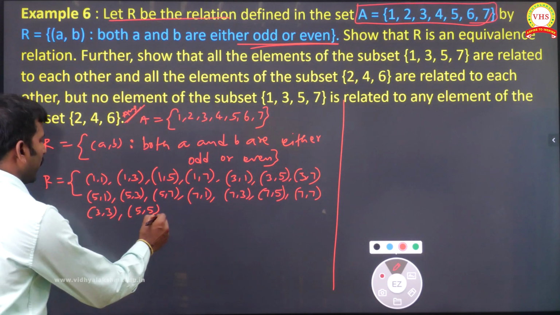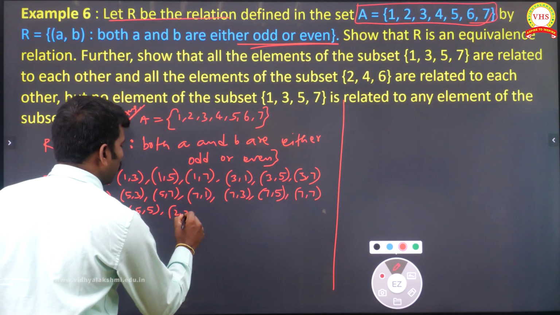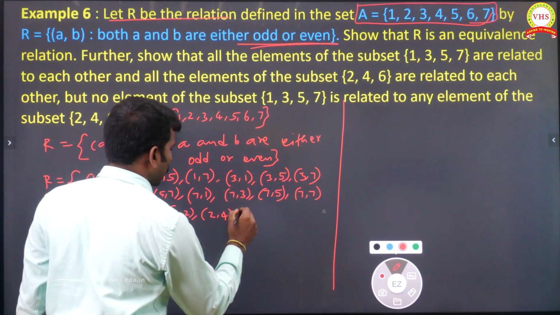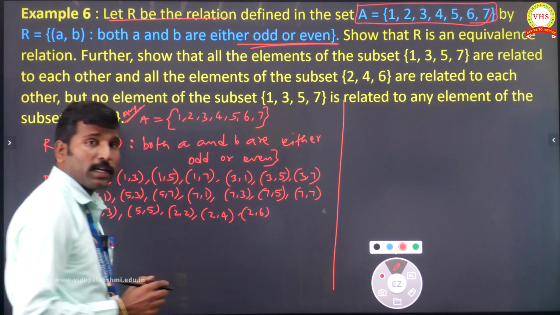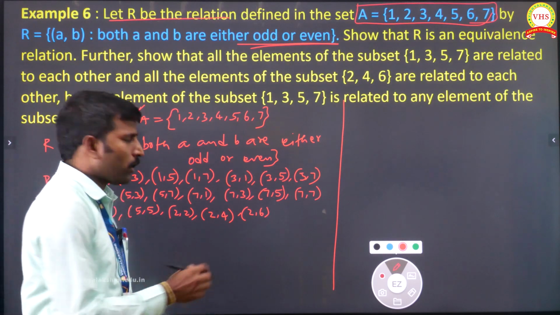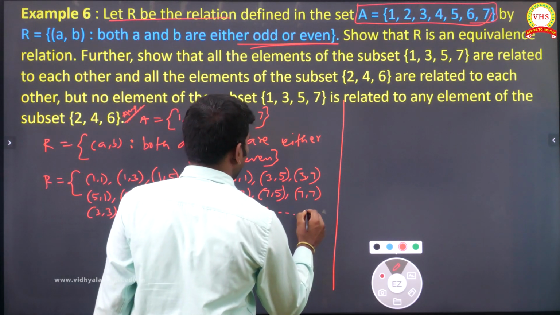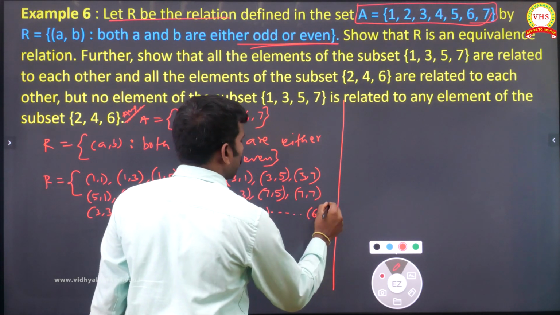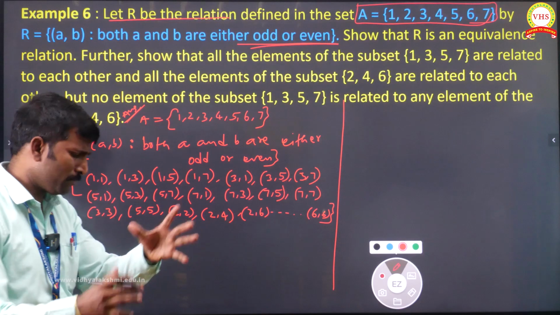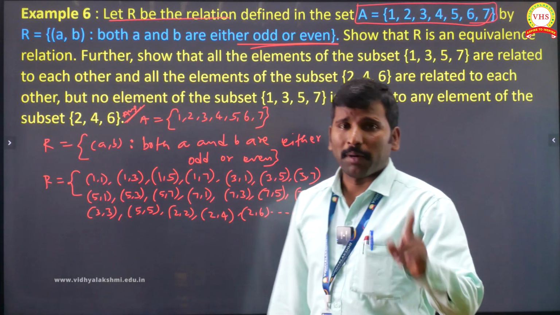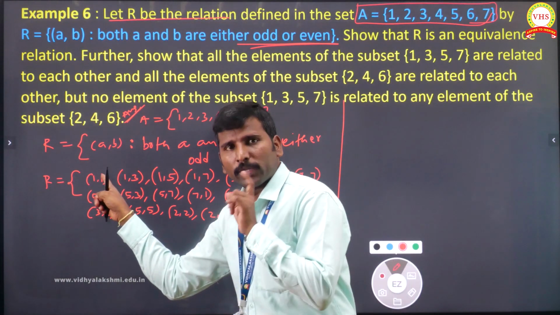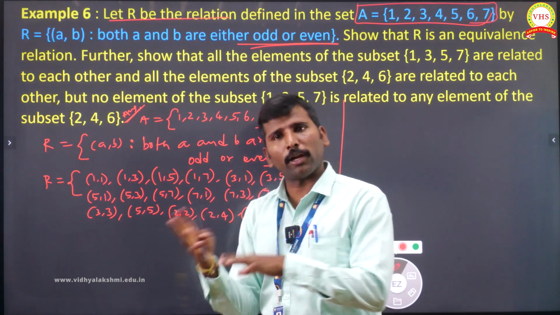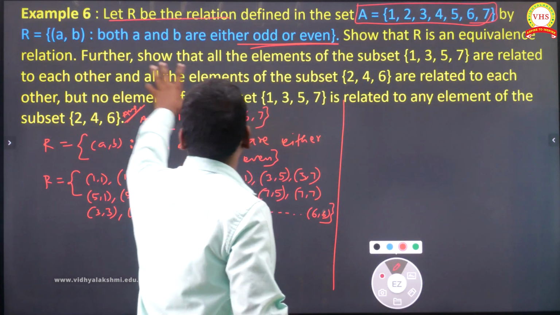If you take 2, 2 comma 2 will go, 2 comma 4 will go, and 2 to 6 also will go. In the same manner for 4 and 6. It will go on till the even number 6 comma 6. I wrote 7 comma 7. It will go on like that, and many pairs will come. Understand? But the thing is, if the first is odd, the second also is odd. If the first is even, the second also is even. That is the condition given in the question.